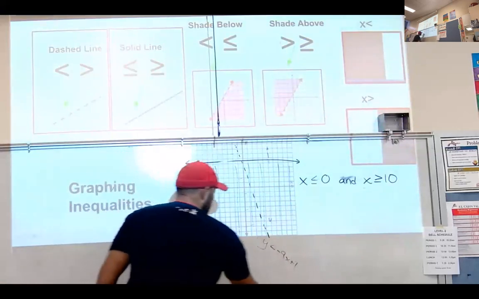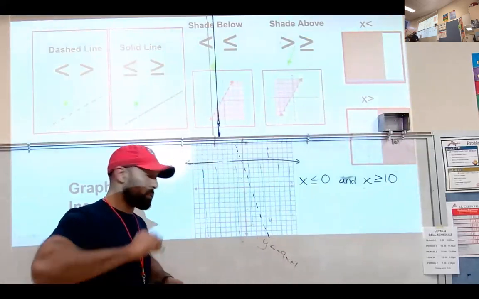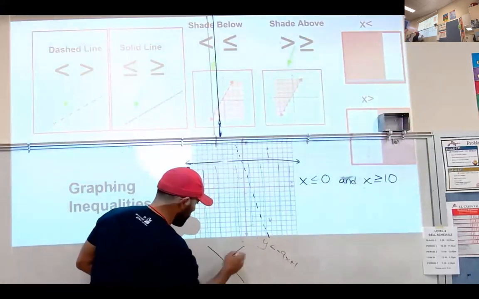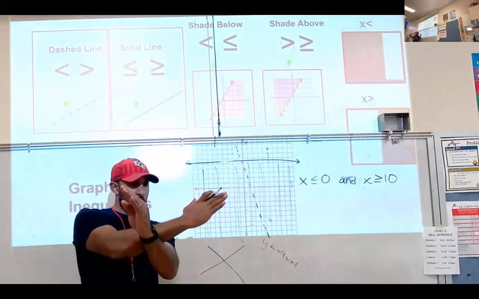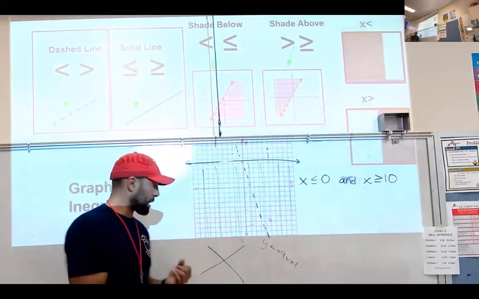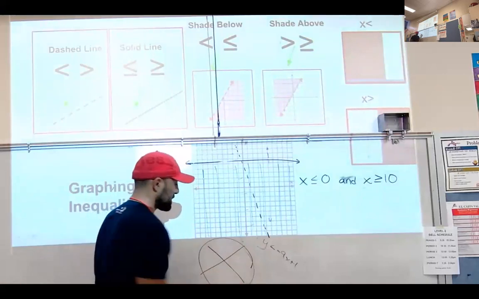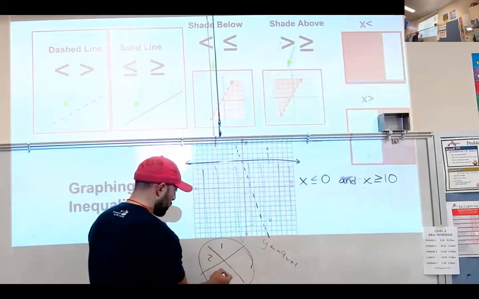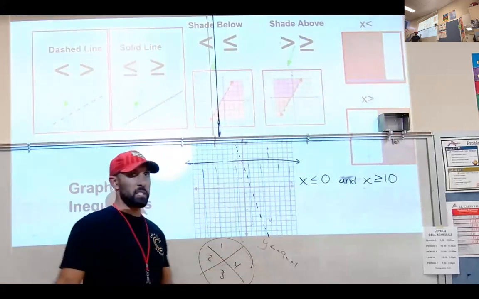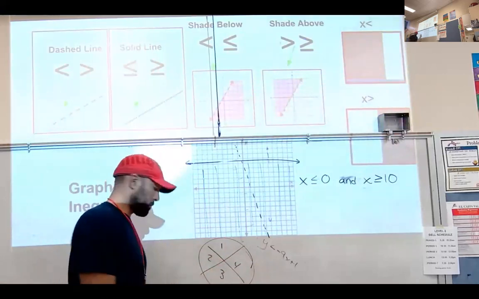So now, when you have two lines, two lines make up 4 different areas. So think about like a pizza, right? Let's say I had a pizza and I made 2 cuts, right? Well, now I have 4 slices. So the question is, which slice do I shade, right?